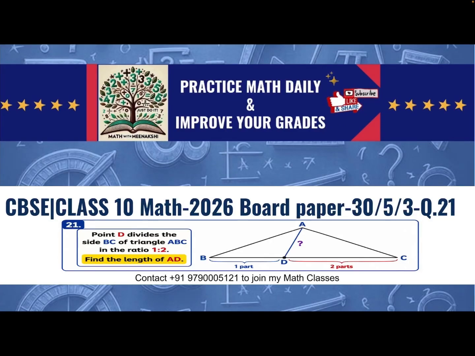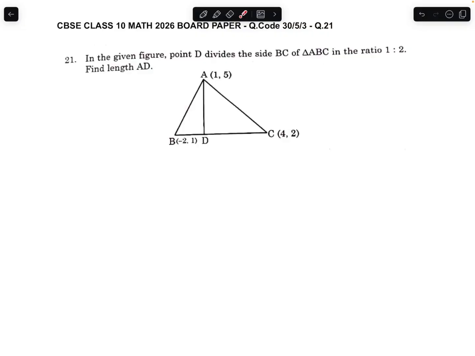Hello all, in this video I'm going to solve question number 21 from CBSE class 10 standard math 2026 board paper. The question paper code is 30/5/3. Question 21 says, in the given figure, point D divides the side BC of triangle ABC in the ratio 1:2. Find the length of AD.